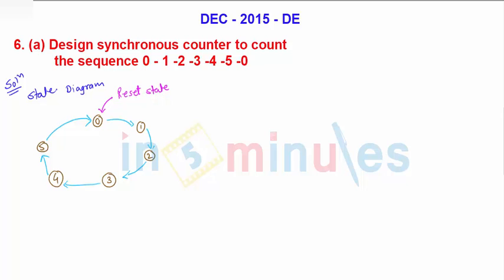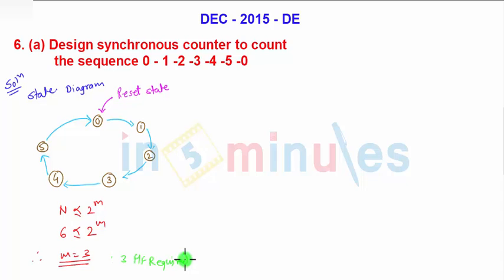Along with this, the number of states involved is 6, from 0 to 5, so n is equal to 6. The formula is n should be less than or equal to 2 raised to power m, and n here is 6, so 6 should be less than or equal to 2 raised to m. Therefore the value of m will be equal to 3, that is, 3 flip-flops will be required.